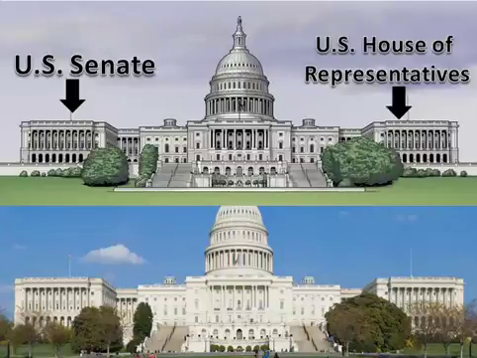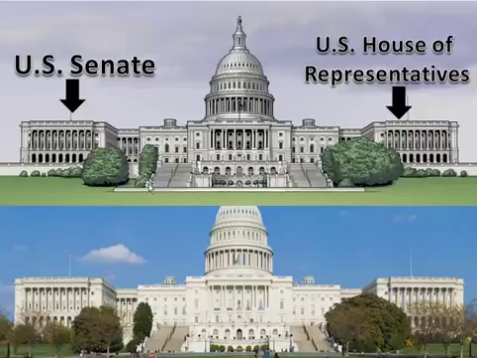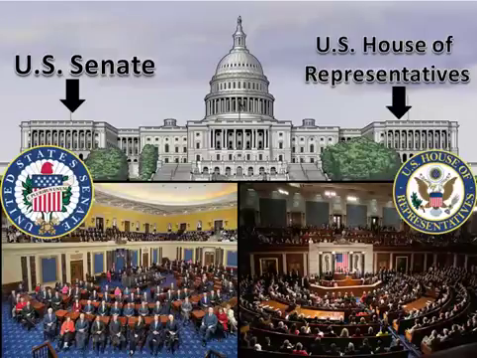The Great Compromise is going to create our current Congress, our bicameral legislature that makes laws in the United States. And we see this when we look at the two different bodies that are within our legislature. The United States Senate, this chamber here, and then the House of Representatives, this chamber here.